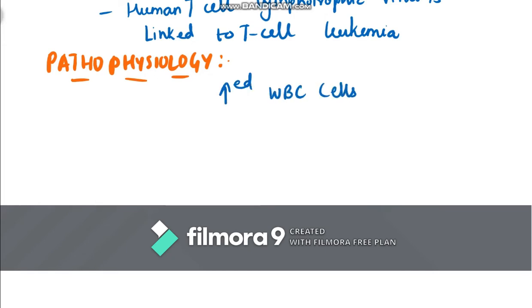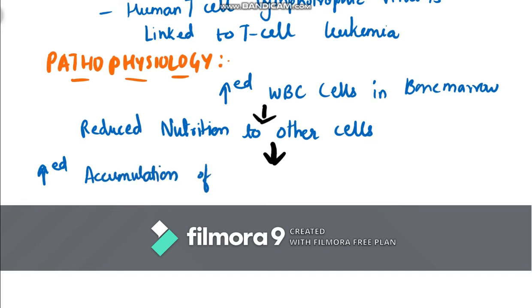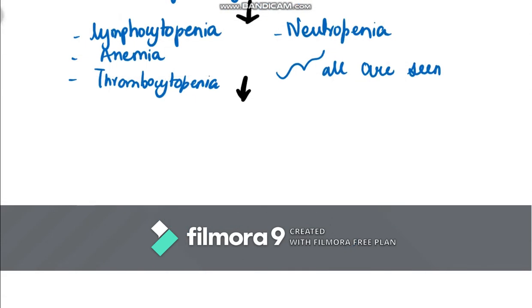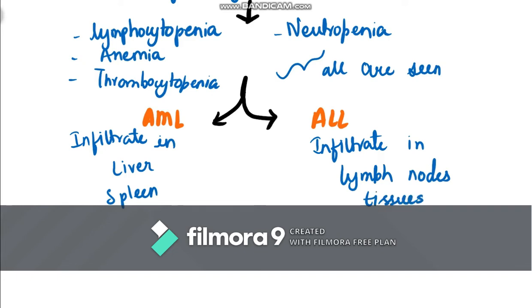Increased WBCs at bone marrow lead to reduced nutrition to the other cells, and this leads to increased accumulation of the malignant cells, that is the abnormal dividing cells. Because nutrition is less, and other cells are also getting affected, lymphocytopenia, anemia, thrombocytopenia and neutropenia are seen. Now when these cells from the blood get infiltrated into liver and spleen, when myeloblasts get into liver and spleen, it is AML, and when lymphoblasts get into lymph nodes, tissues and spleen, then it is ALL.